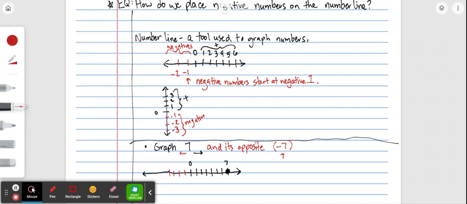Okay, so I was at -1, -2, -3, -4, -5, -6, -7. Here's -7, and again, I'm going to put a big old dot there. And now I've graphed 7 and -7.